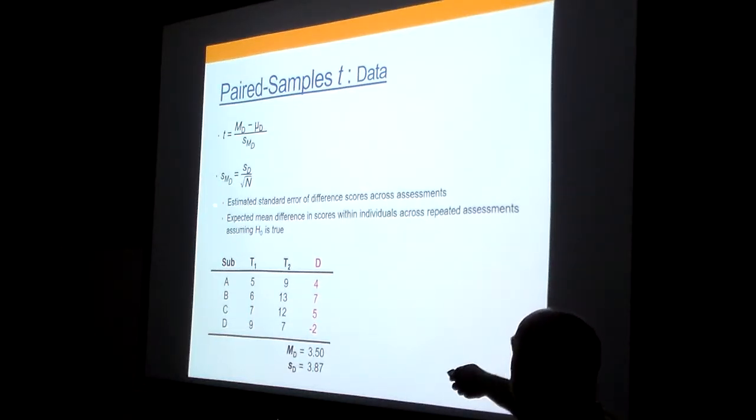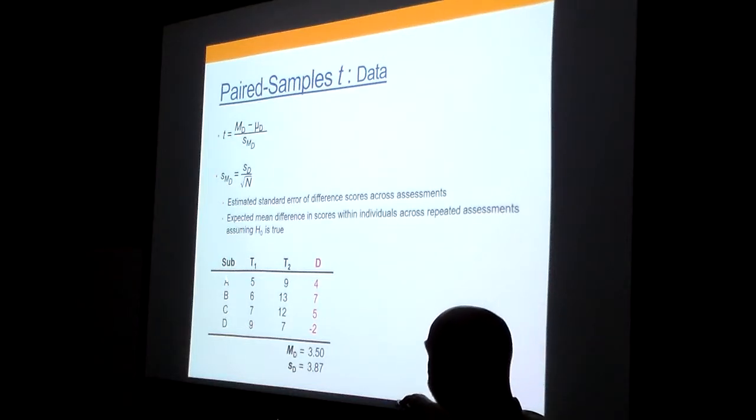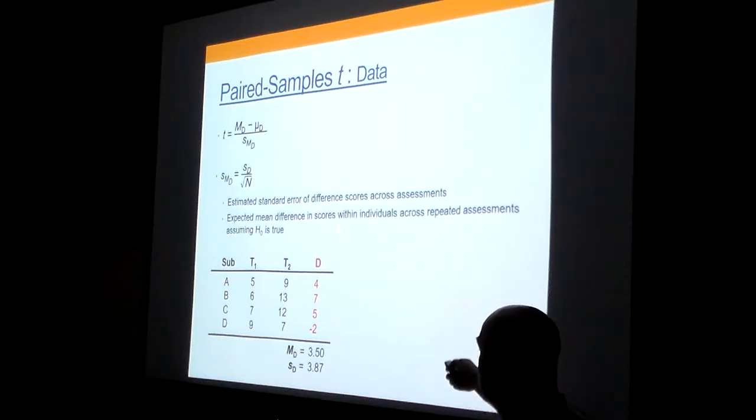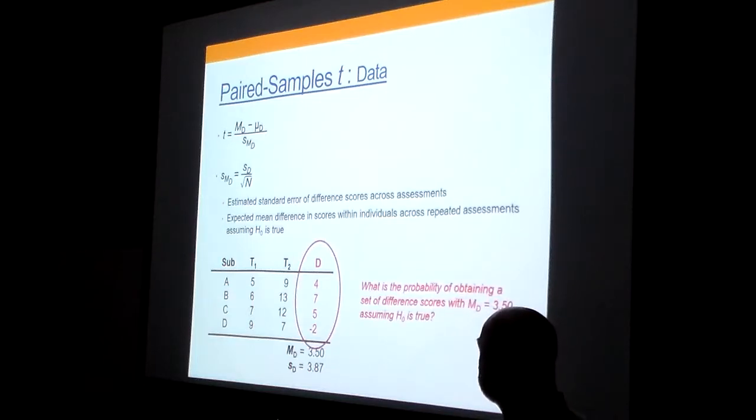And so our standard error is the standard error of difference scores across assessments. We're looking at the expected mean of difference scores in individuals across repeated measures, assuming that the null hypothesis is true, assuming that there's no difference. So here, we've got participants A, B, C, and D. We've got their scores at time 1, their scores at time 2, and then we've got our difference scores. This is what we're concerned with.